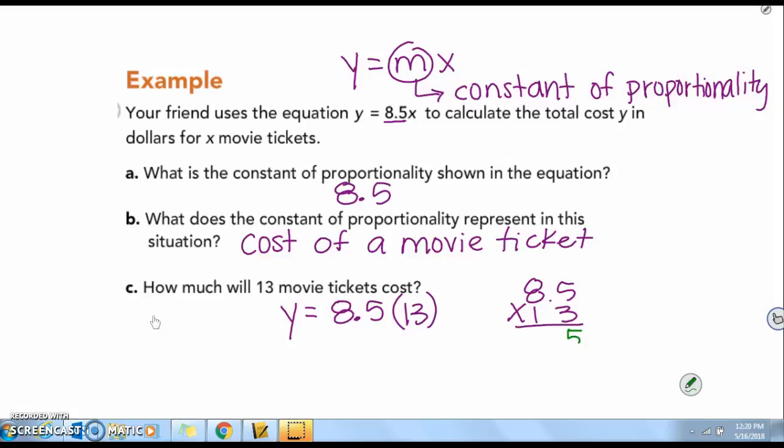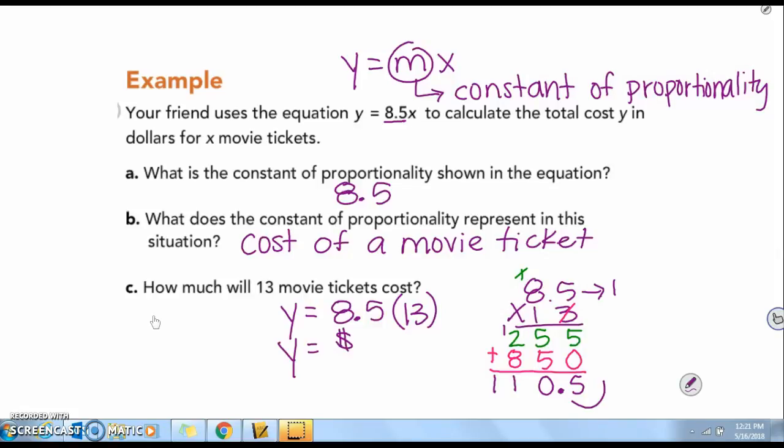5 times 3 is 15. We carry our 1. 8 times 3 is 24, plus 1 is 25. We drop 0 as our placeholder. 5 times 1 is 5, and 8 times 1 is 8. We add 5 and 0 is 5, 5 and 5 is 10, 1 and 2 is 3, plus 8 is 11. We have one decimal place, so we move our decimal once to the left.